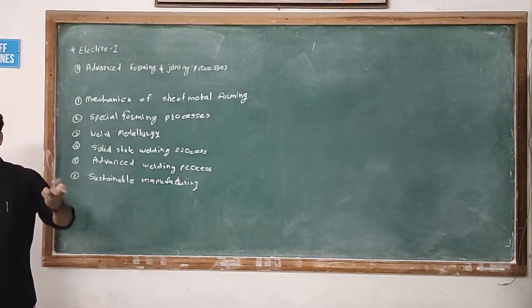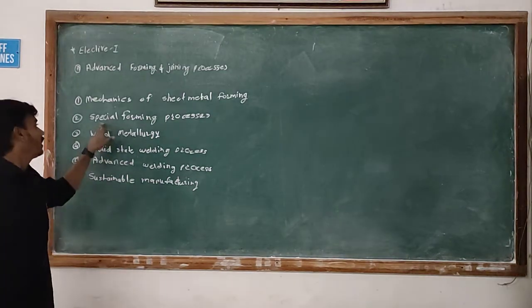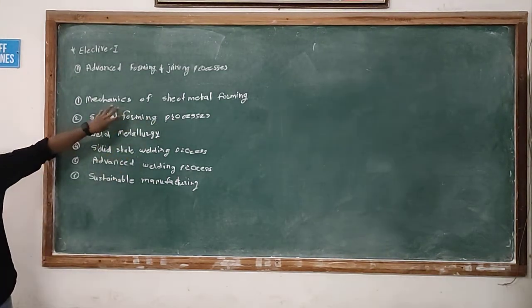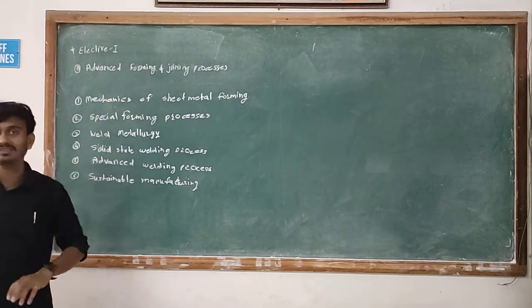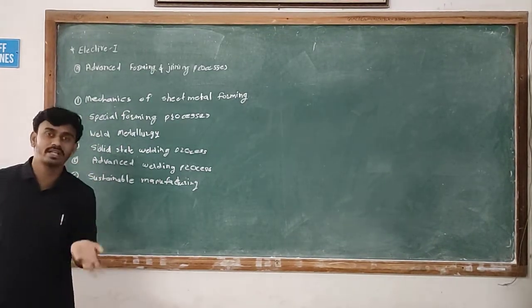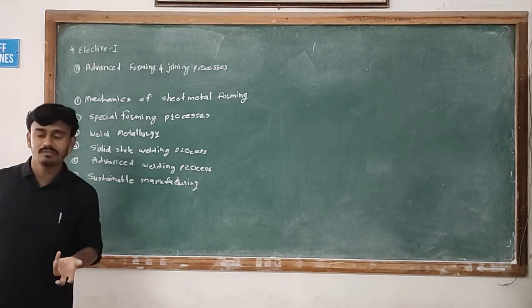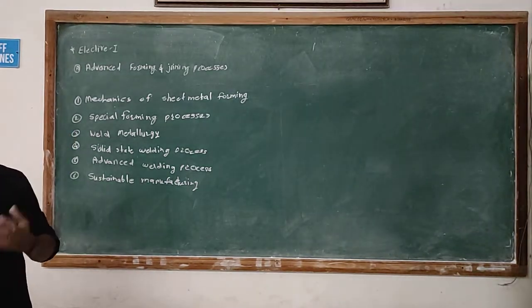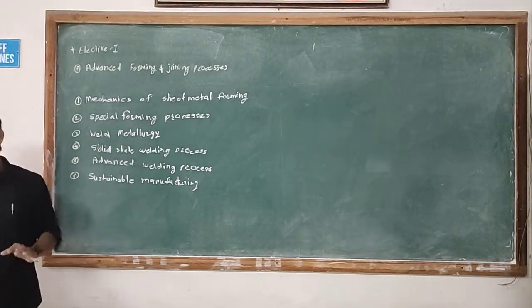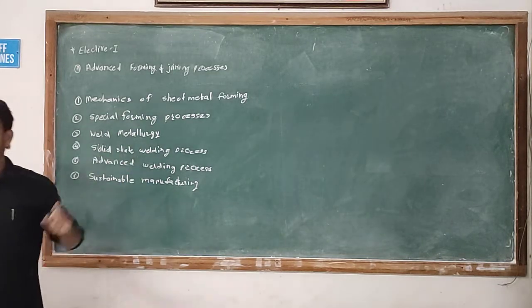So which type of special forming processes are used? In that we will study special forming processes, which include two types of forming process, that is hot working and cold working. What is meant by hot working or the hot forming process? What is meant by the cold forming process? All these concepts we will discuss in the first and second units.